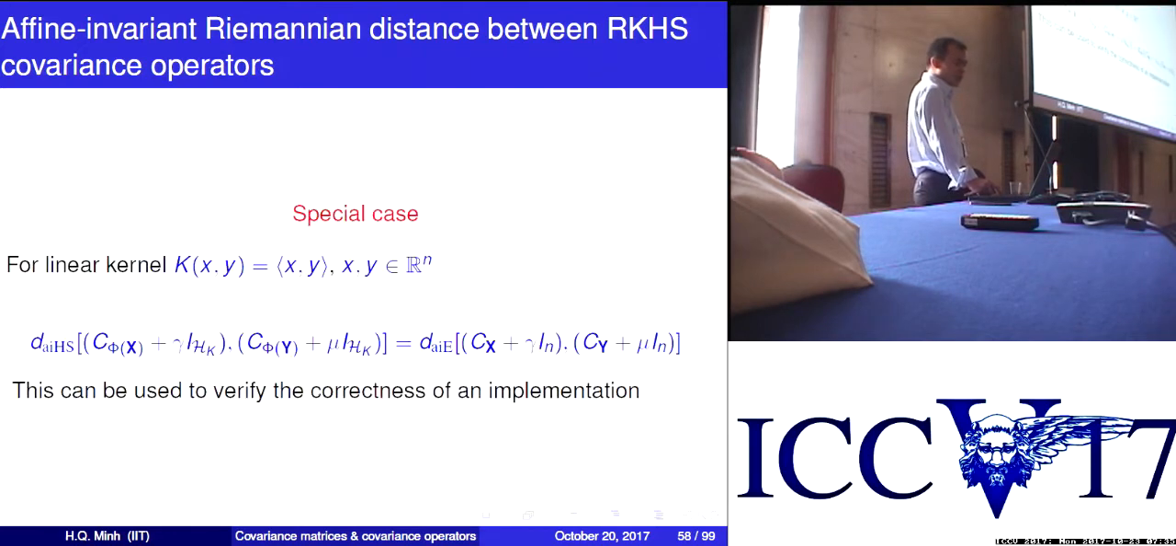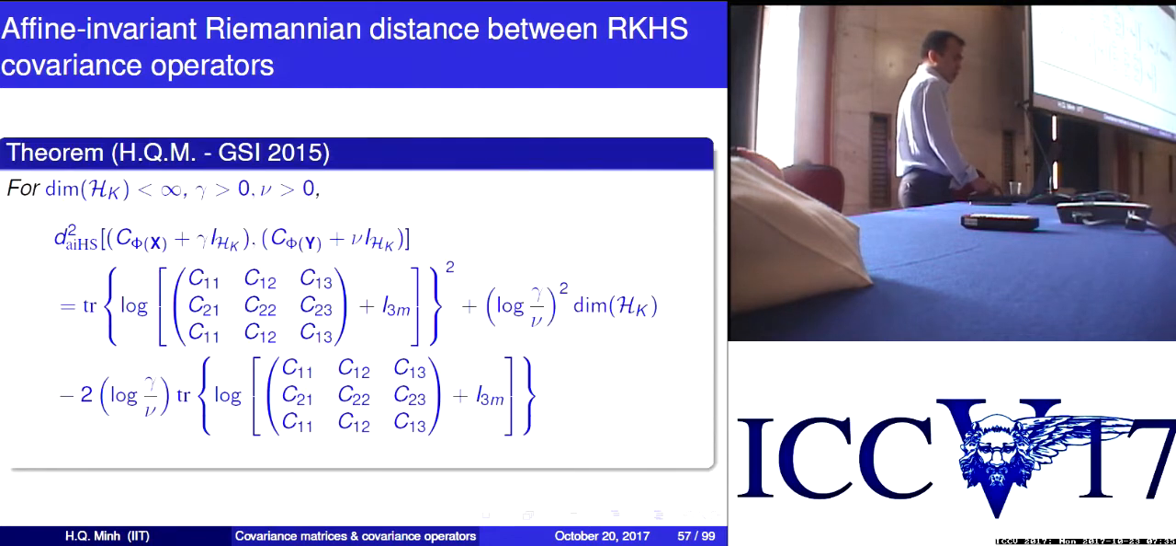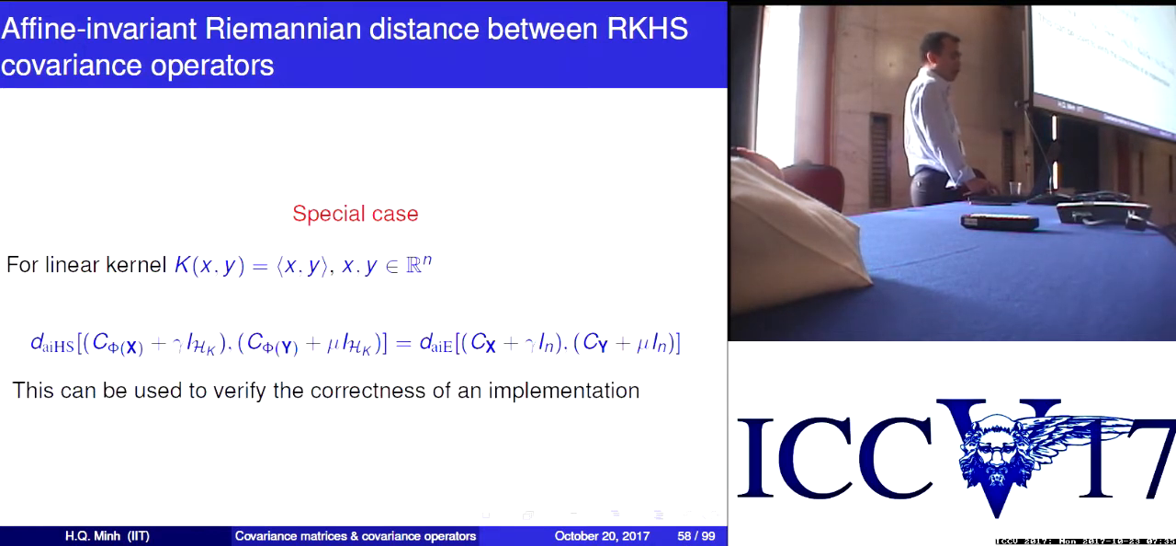In particular, in the case of the linear kernel, it reduces to the affine invariant distance between the covariance matrices Cx plus gamma I and Cy plus mu I. So this can be used to verify whether the formula is correct when the kernel is linear. We can compute this formula for the linear kernel using the Gram matrices, and on the right hand side we can compute it using just the covariance matrices. So they have to agree. That's one way to verify it.